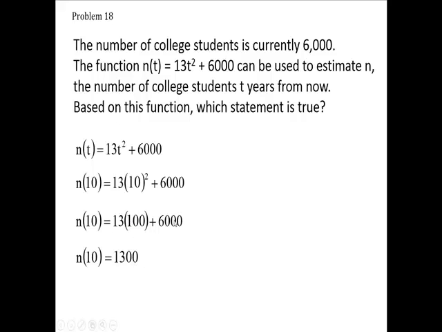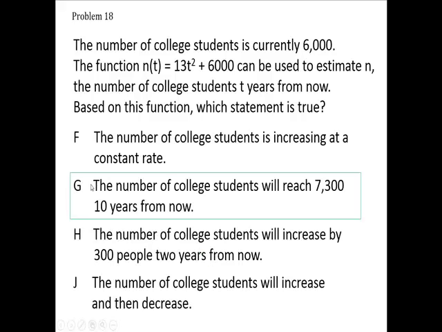13 times 100 is 1,300, plus the original 6,000. So it has 6,000 now, but in 10 years, we're going to add 1,300 students. So that's 7,300. That means G works. So we're going to pick G. We don't even have to test H.